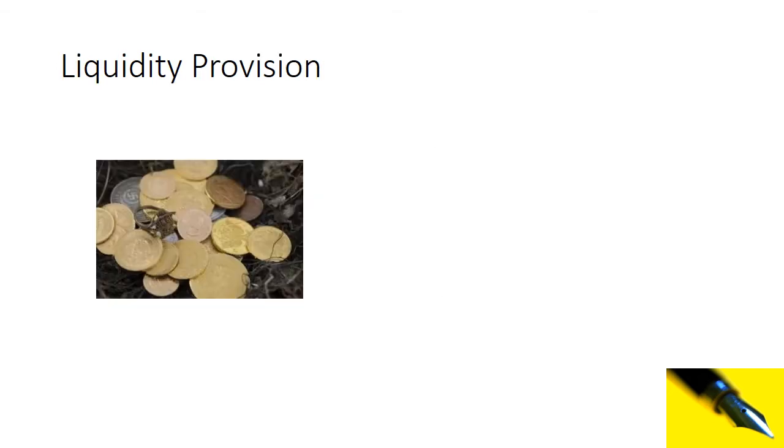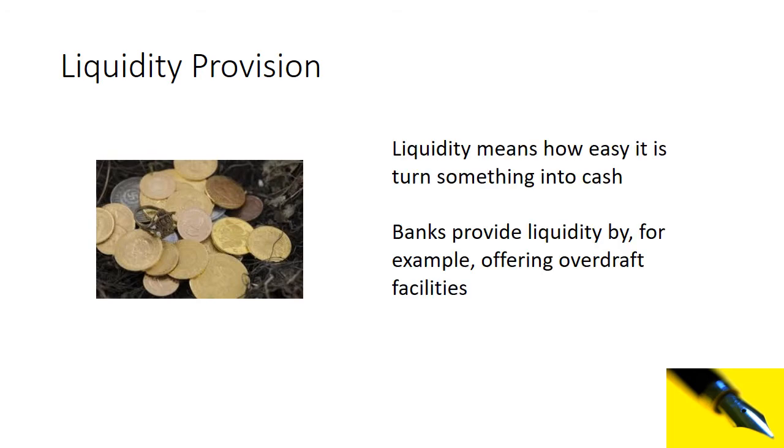The second one of these is liquidity provision. The definition of liquidity is how easy is it to turn something into cash. Anything that you own is an asset. So cash itself is an asset. A house is an asset. Shares that you might own in businesses are assets. And liquidity is how easy is it to turn assets into cash.